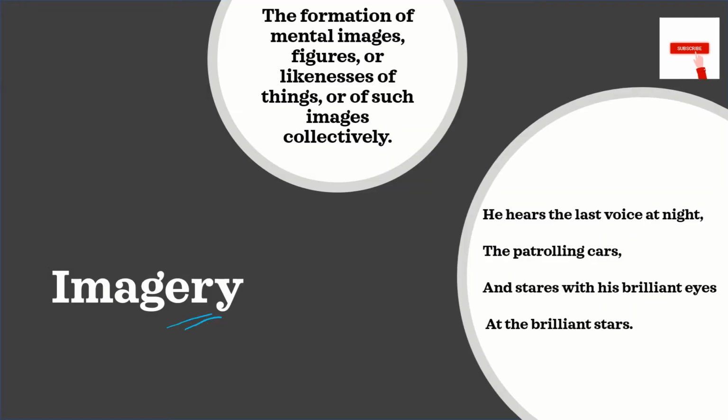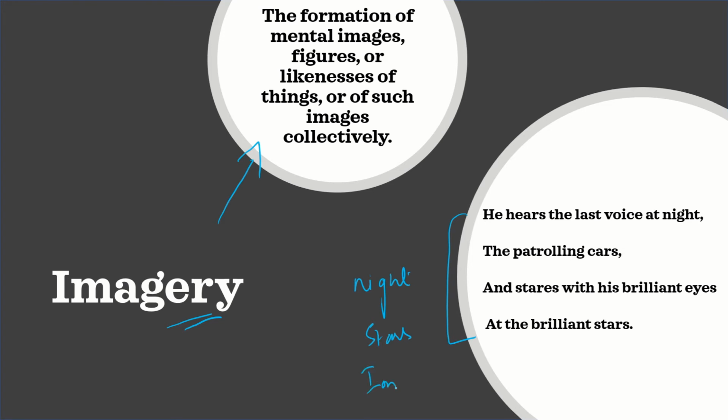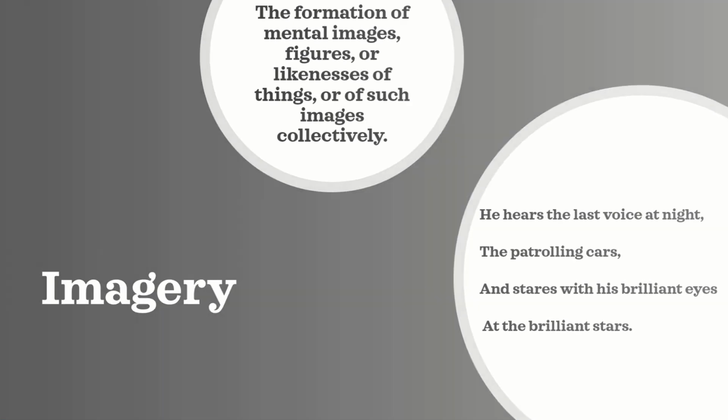The next literary device is imagery. Imagery is the formation of a mental image or picture. When you read this poem, you will get the picture of what is happening in the scene. So in this stanza, if you read, you will get an image of the scene which is happening at night in the presence of the stars, and the tiger is staring at the stars. So when you start imagining this kind of scene while reading a poem, this is what we call imagery.